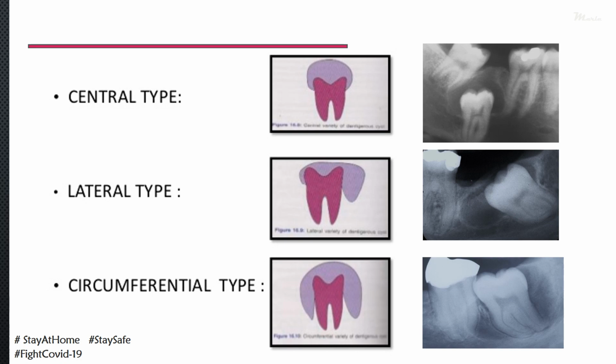As you can see here, on the distal aspect, it is unclear whether there is an attachment to the neck. However, if we follow the border of the radiolucency, it can be noted that there is a minor attachment appreciated here. So this is the circumferential type of dentigerous cyst.